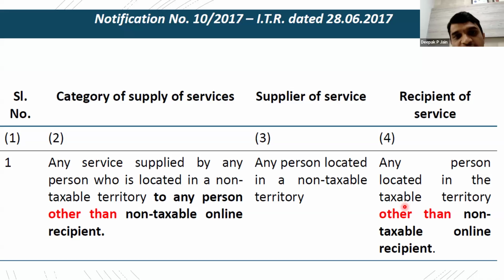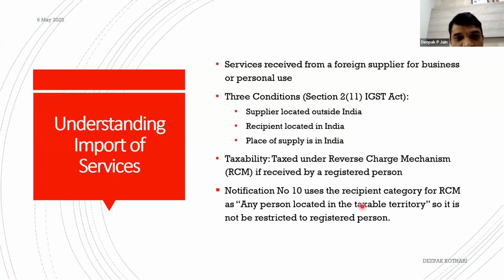And under section 24, it says that any person who has to pay reverse charge will have to register and pay. So in such a scenario, the liability is on the recipient to pay the taxes. If he is unregistered, then he will have to register and pay. Because notification 10, what we have seen, uses the term any person located in the taxable territory. It doesn't restrict to a registered person. Any thoughts on this?